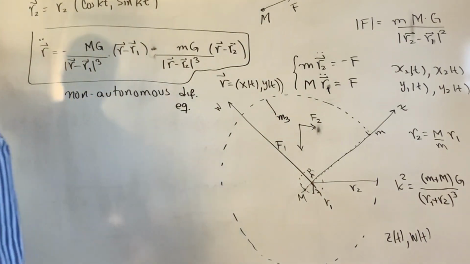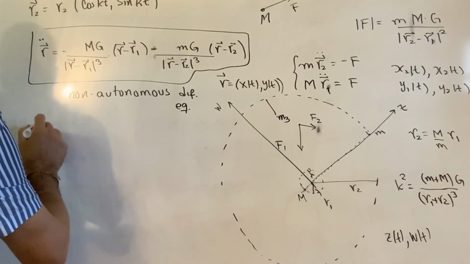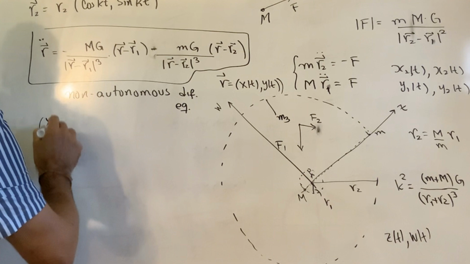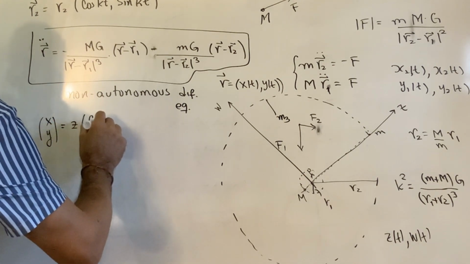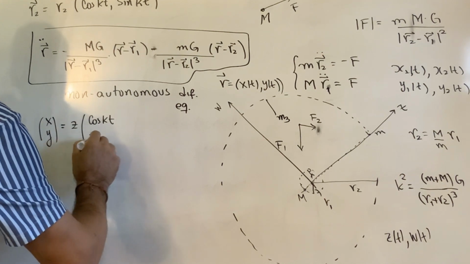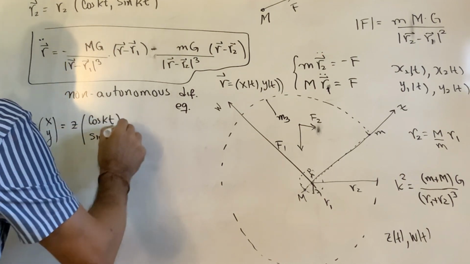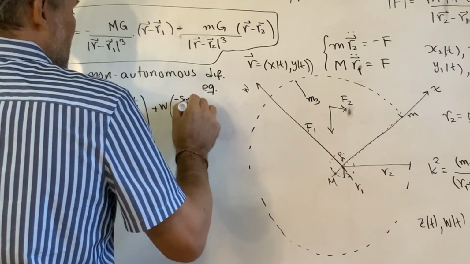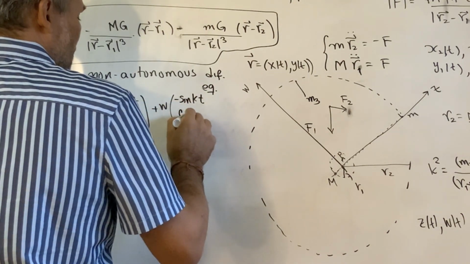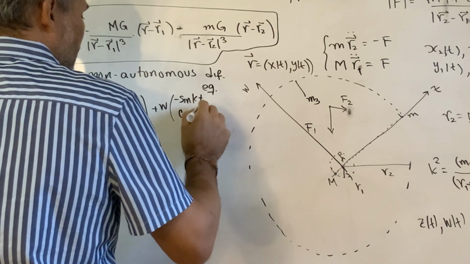The connection between the two coordinates is the following. We have that (x, y) is equal to c times (cosine of kt, sine of kt) plus w times (negative sine of kt, cosine of kt).